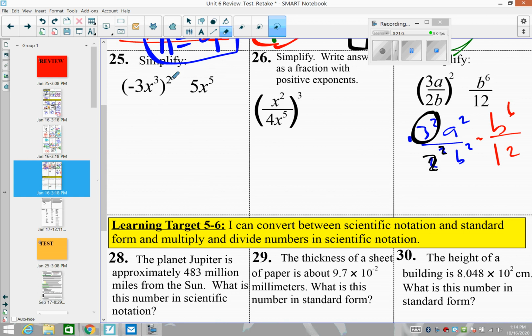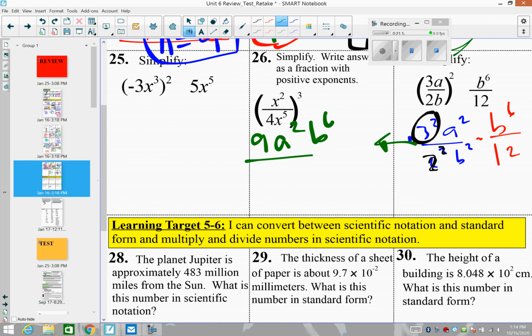So that becomes, let's see, I'm working backwards here. 9 a squared b to the 6. I'm going to try to stack these if I can. This is 4, and this is a 12. And 4 times 12 is 48. And there's a b squared on the bottom. So we get 9 a squared b to the 6. I'm just checking my work here. On the bottom, 4 times 12 is 48 b squared.